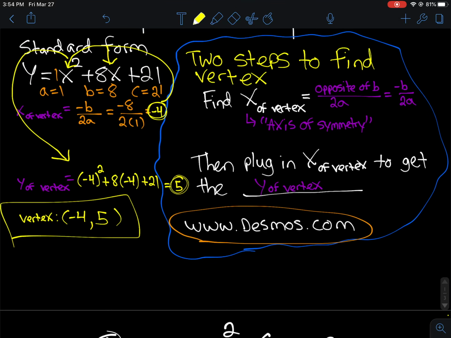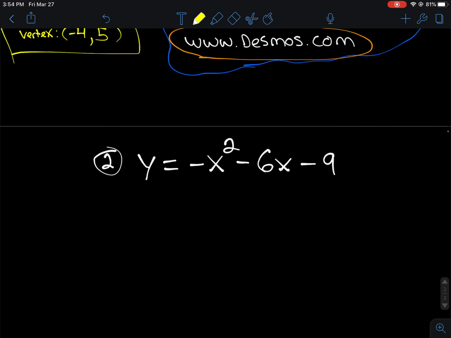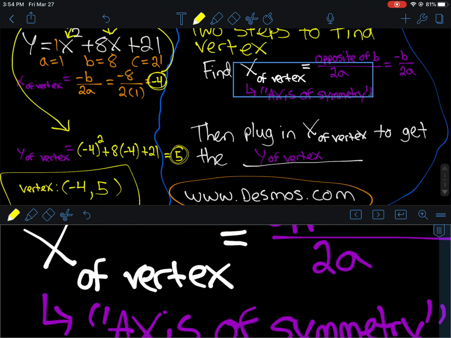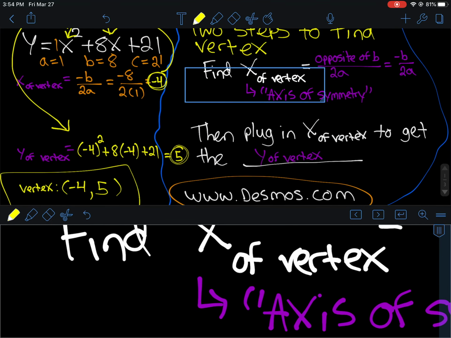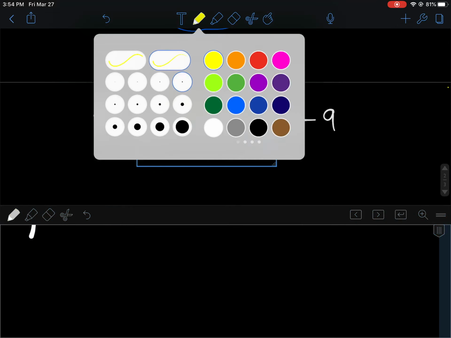It is a formula that you need to apply, and then once you get your x, you can find your y by just plugging it in. Again, this is going to help us graph later on next week. One more example. Now this one's different because I threw a negative in front, and the negative trips people up a lot, especially when they're trying to find the y. But again, the two steps apply. Opposite of b over 2a to find the x of the vertex, and then you can plug that in to find your y.